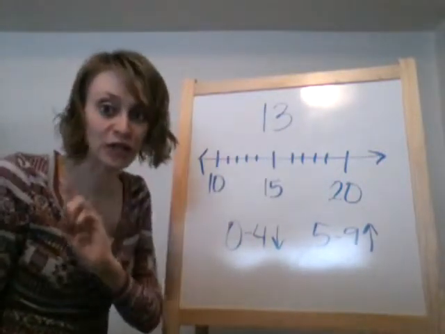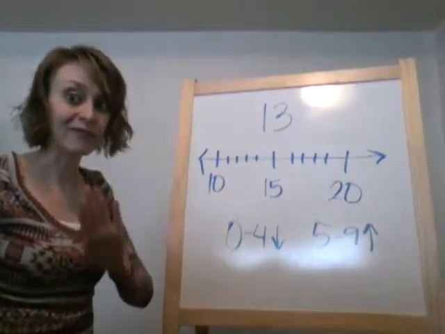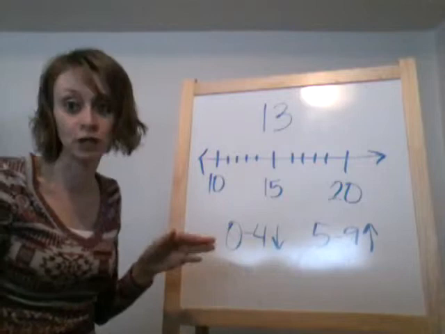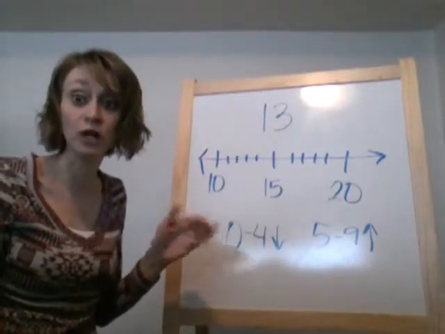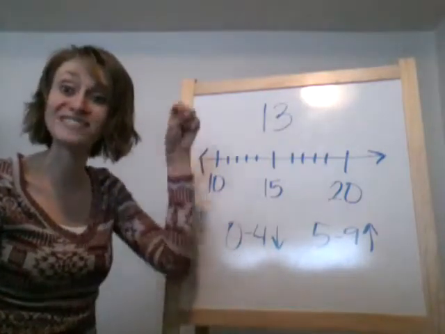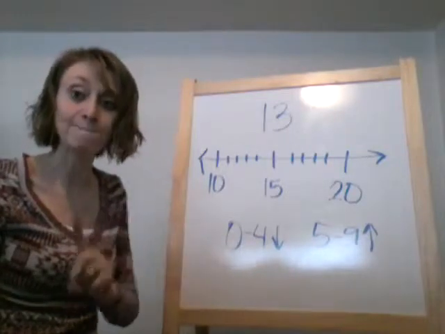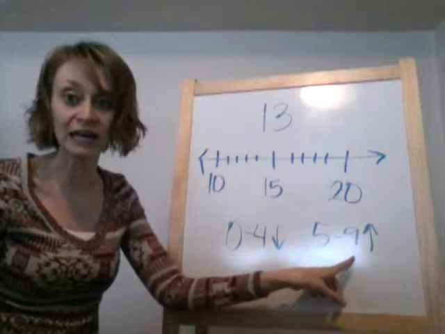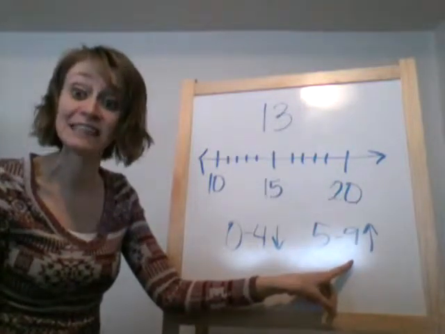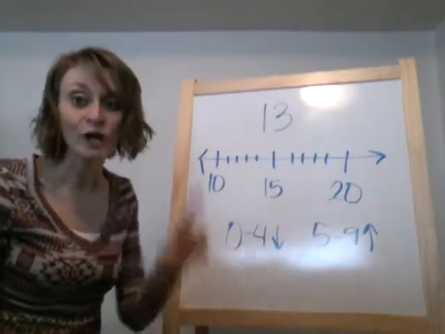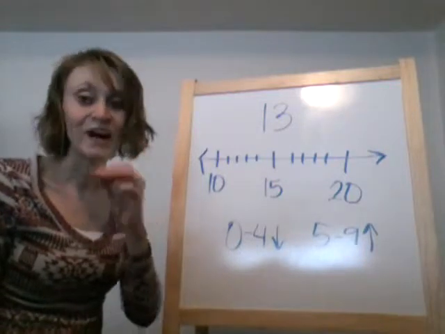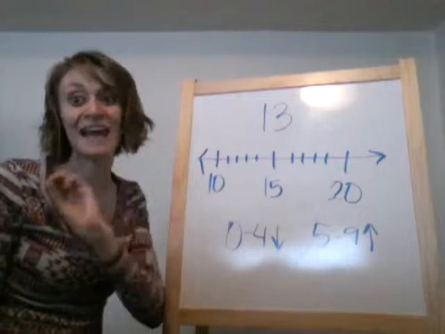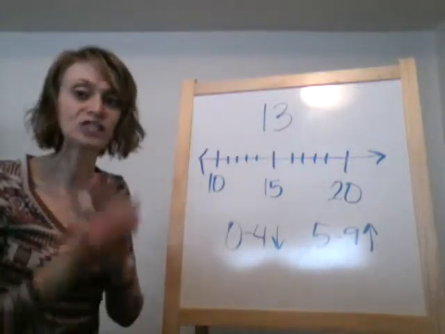Now another trick that I taught you is if the number in our ones place is anywhere between 0 and 4, so 0, 1, 2, 3, or 4, you're going to round down. Okay, but if in the ones place the number is 5 to 9, 5, 6, 7, 8, or 9, you're going to round up.